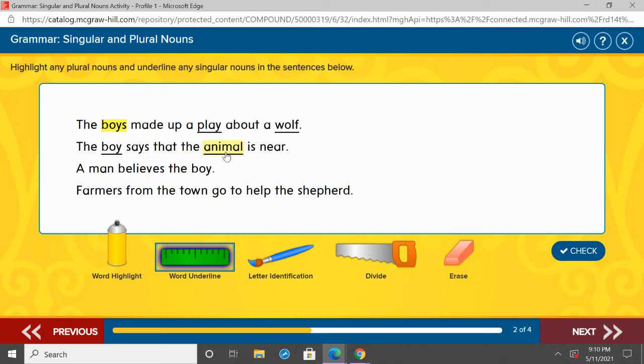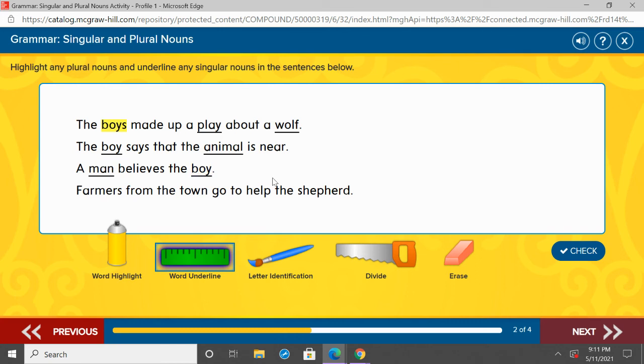Our next sentence, a man believes the boy. Go ahead and point to our two nouns in this sentence. So you should have pointed to man and boy. Do we have any plural nouns in the sentence? Yell out yes or no. More than one. Plural nouns. No, we don't. So both of our nouns are singular in this sentence, only talking about one. Go ahead and point to them for me. You should have pointed to man and boy. Only one man, only one boy.